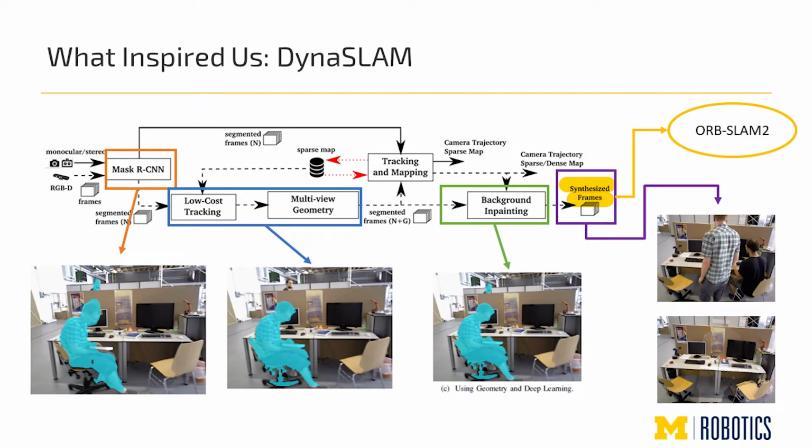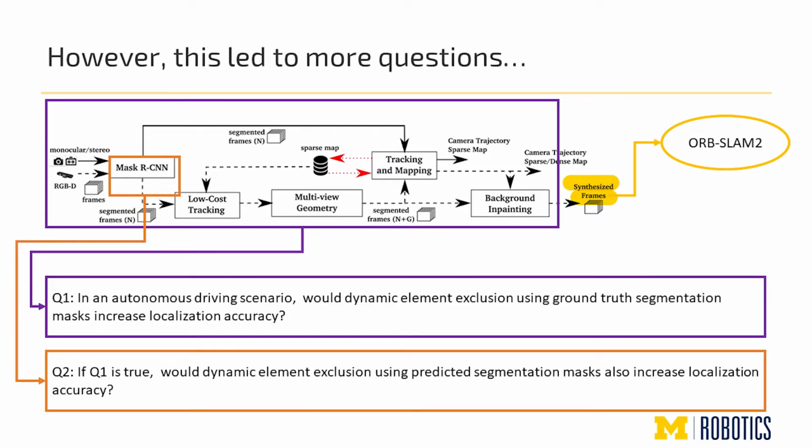What inspired us is a system called DynaSLAM, which attempts to remove dynamic objects from the scene in order to increase SLAM accuracy. However, this led to more questions. In an autonomous driving scenario, would dynamic element exclusion using ground truth segmentation masks increase localization accuracy? If so, then would predicting segmentation masks do this as well?